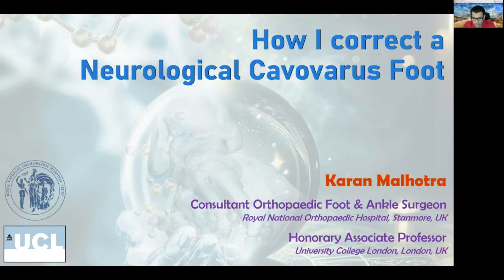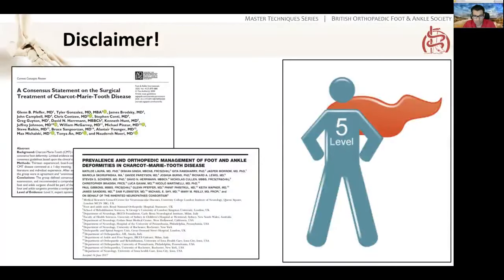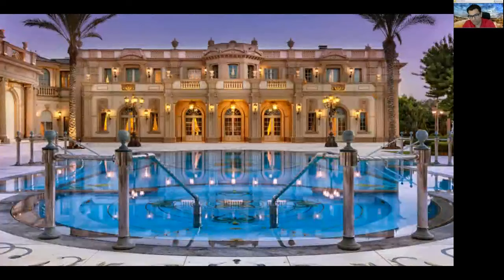So I'm going to talk about how I correct a neurological Cavovarus foot, and most of what you'll see is going to be things like CMT. Heath said that I'm going to talk a lot about literature, but I just need to warn you that there isn't that much literature out there. So I'm not going to have slides full of literature, because most of it's based on consensus statements and personal opinion. Just as Heath gave his opinion, I'm going to give you my opinion based on my experience and the literature that's there.